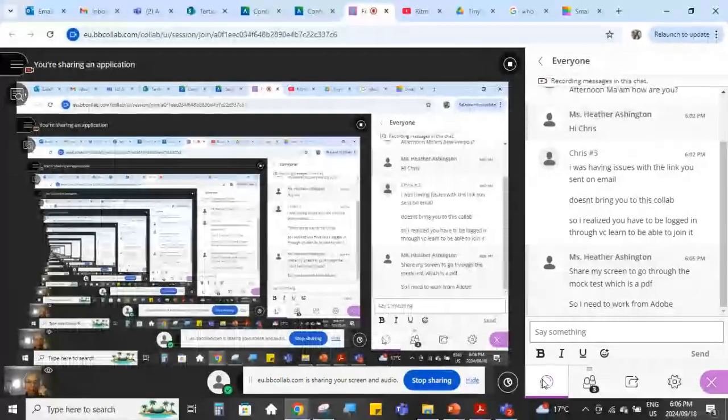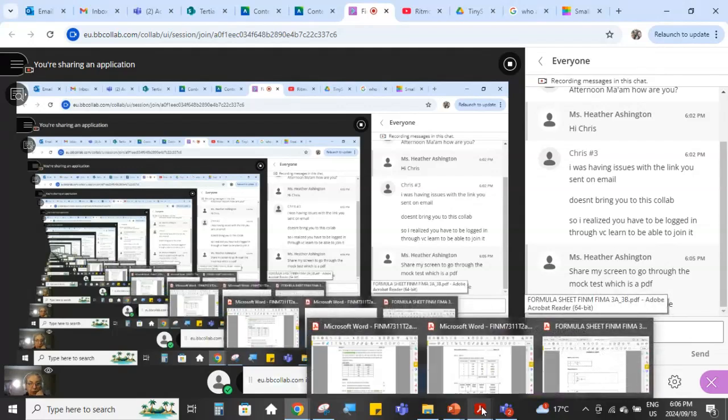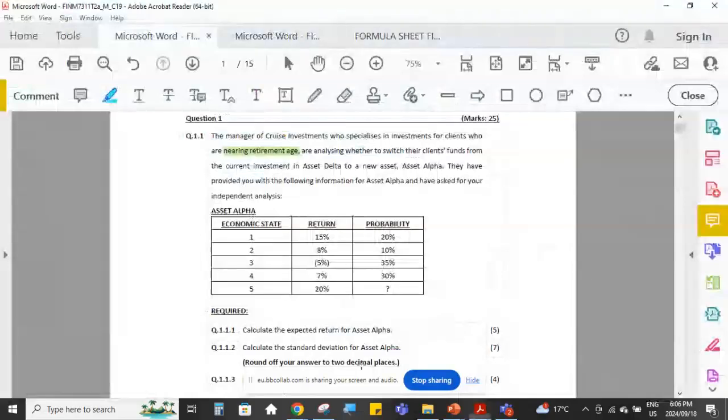Share screen, audio. Okay, so now you should be able to see my screen, hopefully. Yep, okay, there we go. I am going to go over to the question paper that we're going to go through.